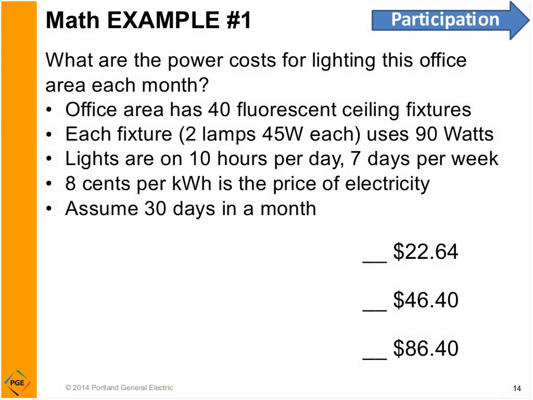So here's a math example. Get your calculators out and your little arrows or markers to help me answer this question. What are the power costs of lighting an office for a month? This area has 40 fixtures in it. There are 2 lamps, 45 watts each, so a fixture uses 90 watts, 10 hours a day, 7 days a week, 8 cents per kilowatt hour, assume 30 days in the month.